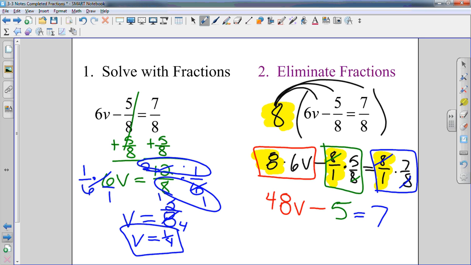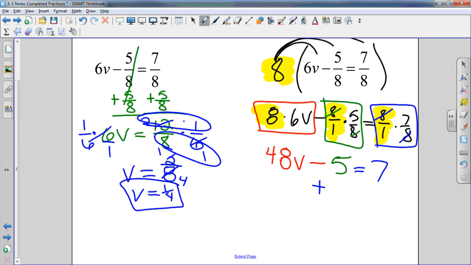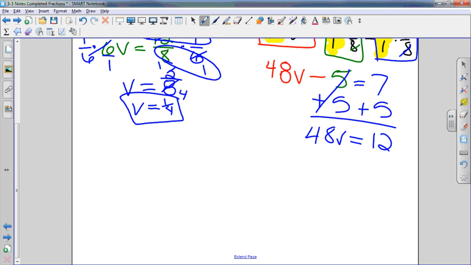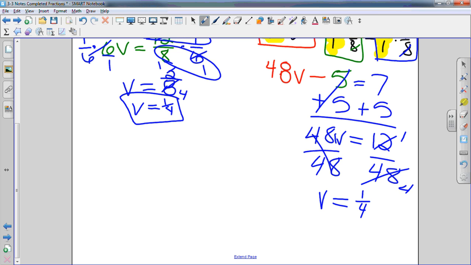Can you solve this one? I don't know which is easier, but I think that's a lot easier. You can just get one step here. I think that equation is a lot easier. So then I'm going to add 5. So then I'm left with 12, 48b, divide by 48. 12/48 or 12 divided by 48 is just 1/4. Divided by 12 is 1, divided by 12 is 4.